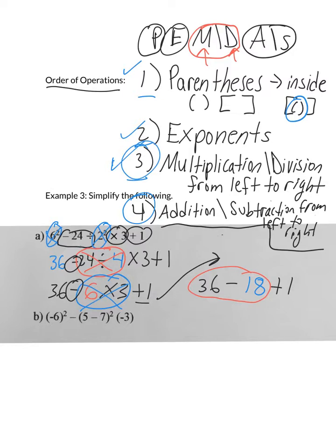So I do 36 minus the 18, which is 18 again. Then I bring down the plus 1. And now I'm still on step 4, but now I can finally add 18 plus the 1, which is 19. So the final answer, and the only thing I would type in the answer box, is 19.